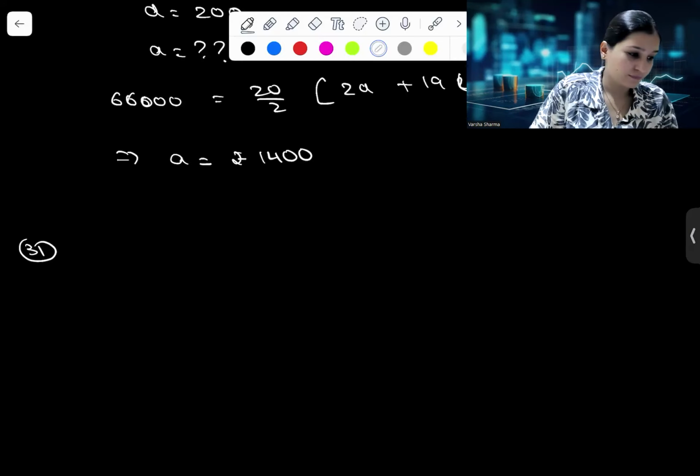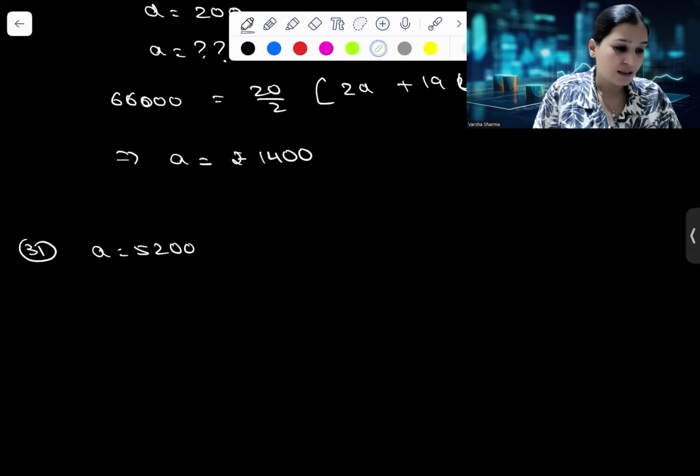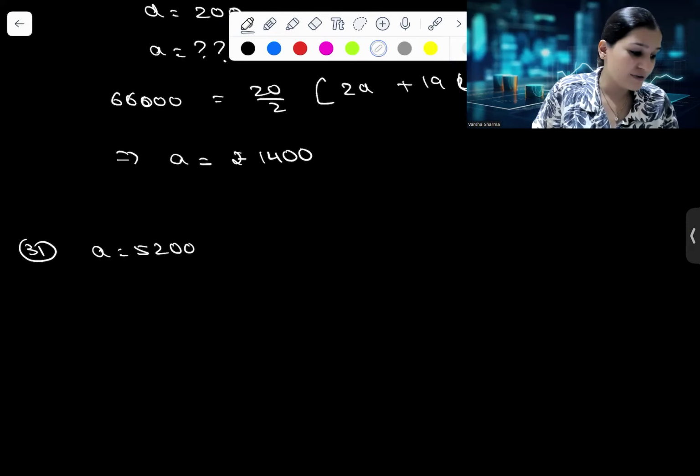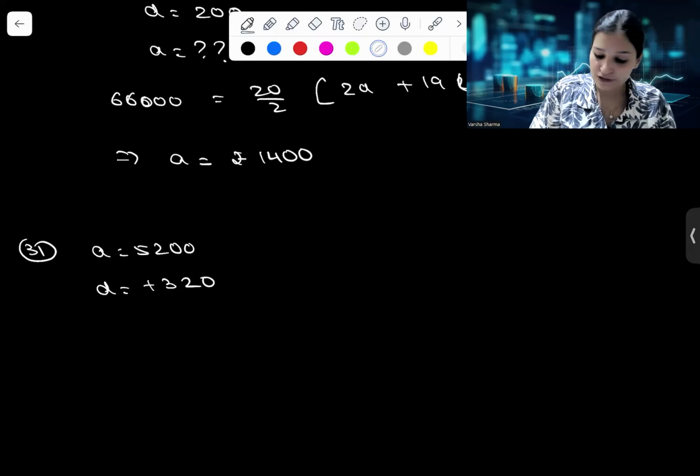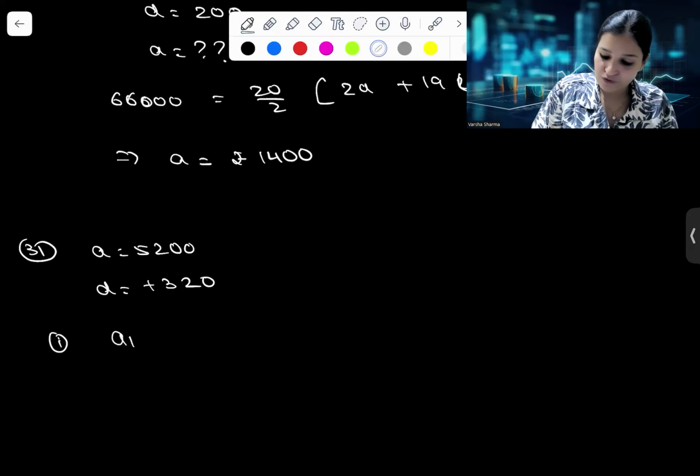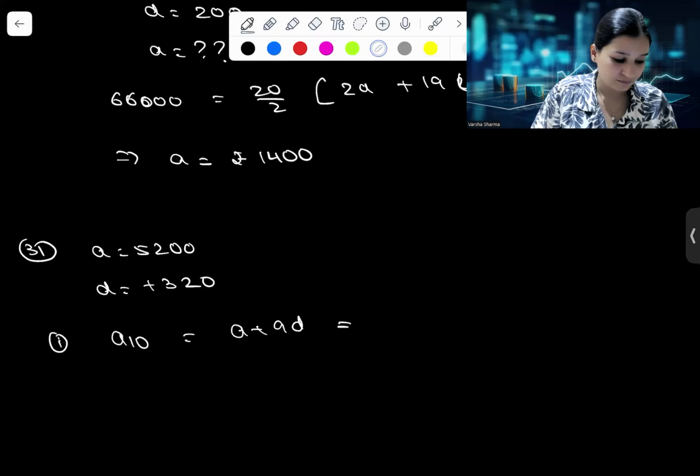Question 31. A man accepts a position with an initial salary. So A is 5,200. It is understood that he'll receive an automatic increase of 320 in the next month. So D is plus 320 each month thereafter. Find his salary for the 10th month. So we want to find A10. That is A plus 9D. Answer?